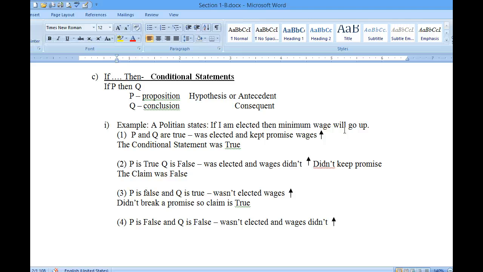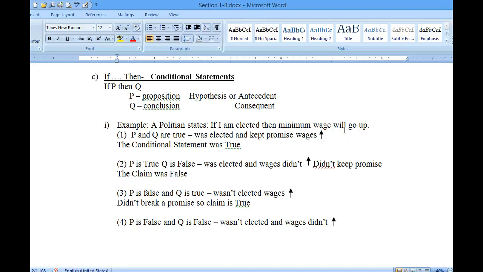P is your proposition. It's also called the hypothesis or antecedent. Q is the conclusion or the consequent. Our first example, a politician states, "If I am elected, then minimum wage will go up."